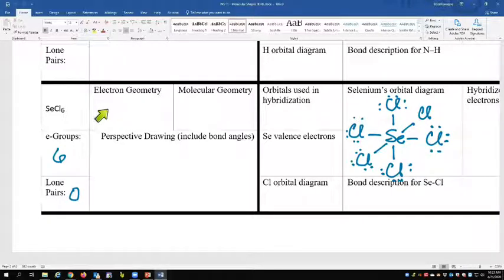From that, I can determine the electron geometry. I've got 6 groups. 6 groups make an octahedron, and I don't have to consider those yet. The electron geometry is octahedral. How did it become octa? With 6 groups, wouldn't that be like a hexa? No, because an octahedron has 6 points. It has 8 sides. It's confusing.